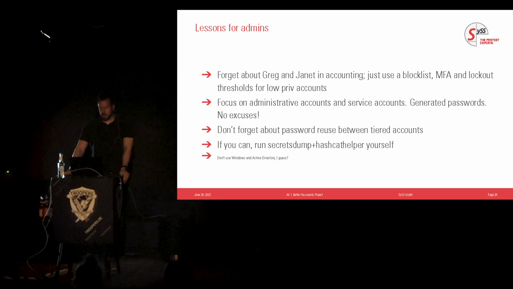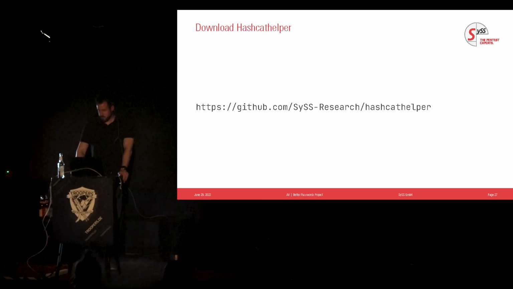This is, again, hard to enforce on a technical level, but if you can, so if you're allowed, you could run a secret dump and Hashcat Helper yourself, and then you will find exactly these types of security risks. Also, I guess, don't use Windows and Active Directory, because this really could have been done a lot better, but I know this is a moot point.